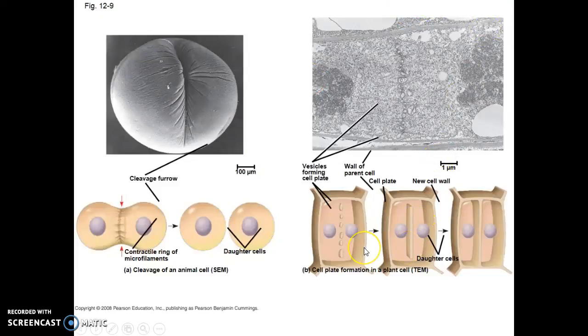Here again, in this micrograph, we have a cell plate, which is in a plant cell. The micrograph shows a soybean root in telophase. You can see the nuclei at the two poles, and vesicles from the Golgi apparatus coming together to form a cell plate at the equatorial plane of the cell. These vesicles are laden with cell wall material.